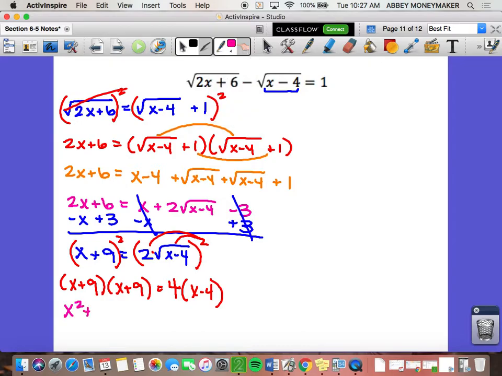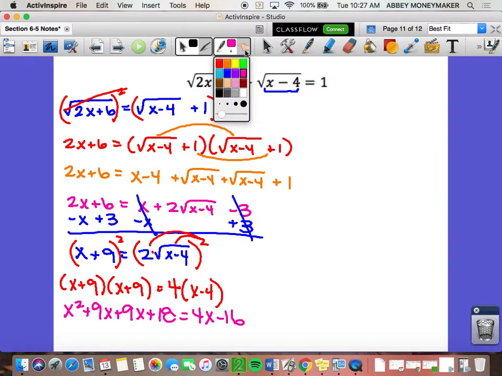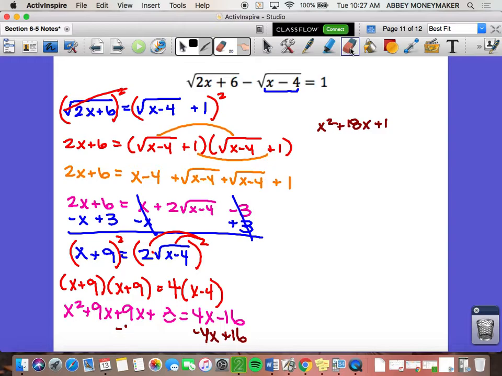So that gives me x squared plus 9x plus 9x plus 18 is equal to 4x minus 16. So I'm going to go ahead and subtract the 4x and add the 16. Subtract, I should probably clean that up. x squared plus 18x plus 18. Or sorry, that's not 18. That's 81.